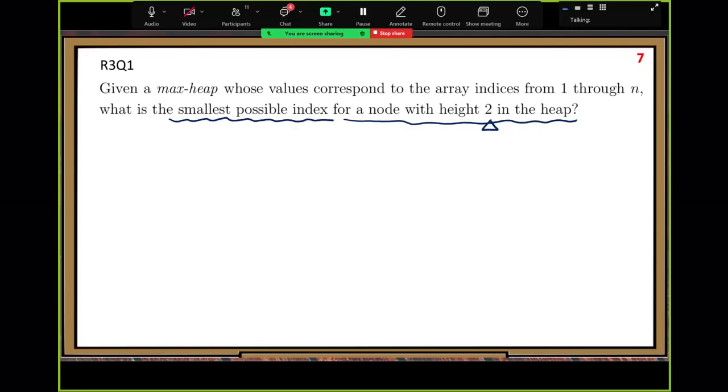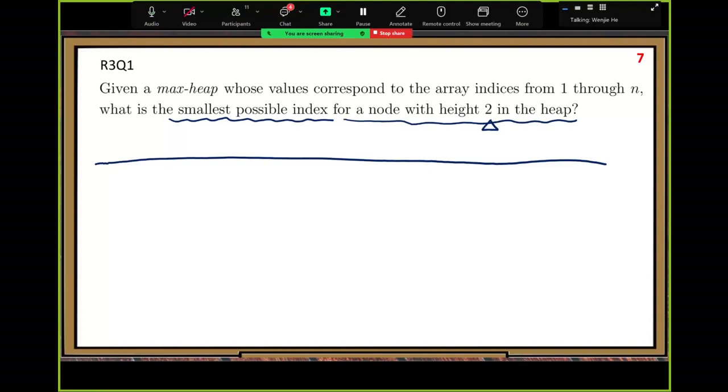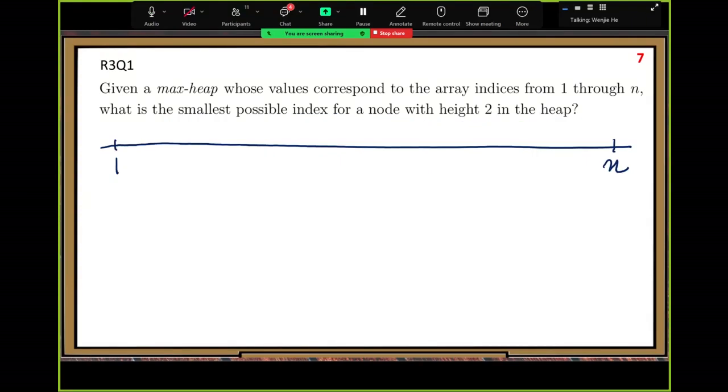To see that, let me draw this line segment representing the heap. Then the range for the heap nodes with different height numbers. Let's draw that, the range. Then you can answer this question easily.